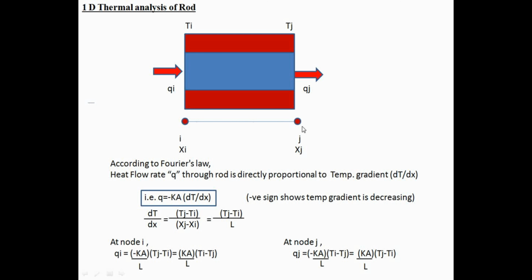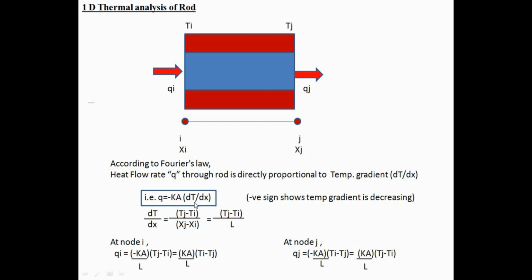There is one element given, Ij, with the temperature at I node Ti and temperature at J node Tj. Heat flow at I node is Qi and heat flow at J node is Qj. The I node is at a distance of xi from the origin and the J node is at a distance of xj. According to Fourier's law, the heat flow rate through the rod Q is directly proportional to the temperature gradient dT by dx. That is, Q equals minus KA dT by dx. The minus sign is due to the temperature decreasing across this thermal element.